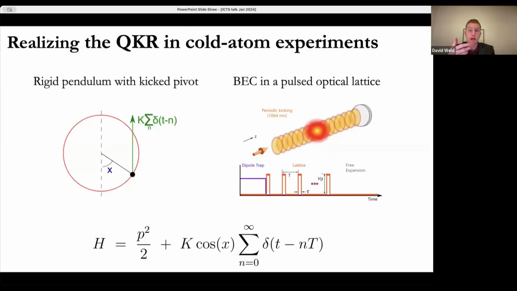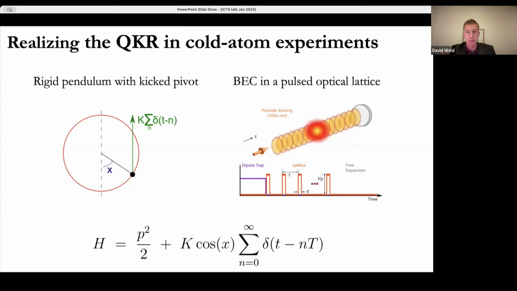So before I do that, the last little bit of introduction here is talking about the experimental realization of these phenomena. This is done with an optical lattice, and the analogy here is between the rigid pendulum with a kicked pivot that I introduced as the classical physical substrate of the kicked rotor Hamiltonian, and a Bose condensate loaded into a pulsed optical lattice.